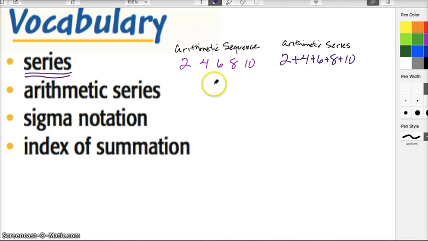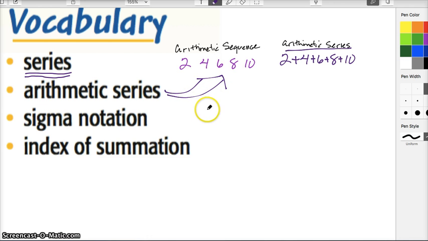We're talking about a specific sequence and a specific type of series when we're dealing with arithmetic sequences and arithmetic series. And so this section will be about an arithmetic series. So you can see that an arithmetic series is a sequence of numbers that are being added up that happen to be arithmetic.